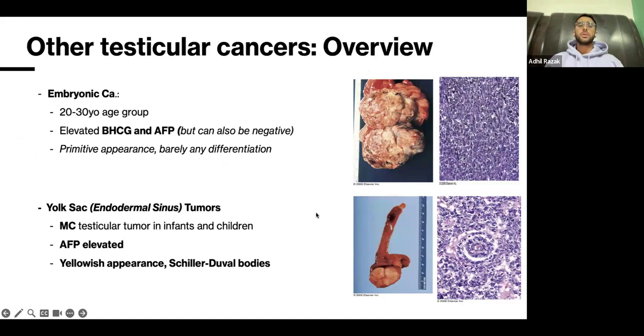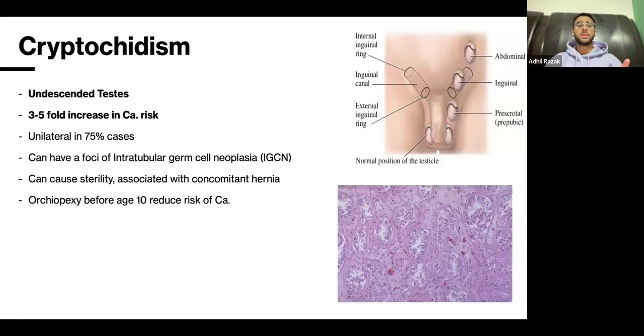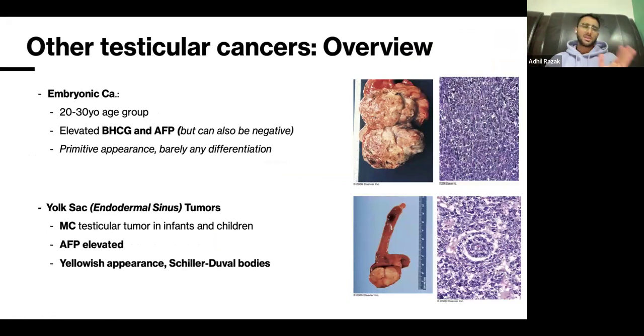So to quickly go over the other testicular cancers, I'll just mention the things that you should look for in the question rather than go into a billion different details. For embryonal carcinoma, the age group that you've got to see is 20 to 30 years old. What did we see in seminoma? 30 to 50 years old. So if it's younger than 30, a young adult, 20 to 30 years old, it could be embryonal carcinoma.